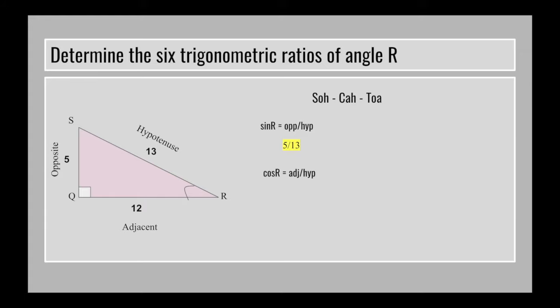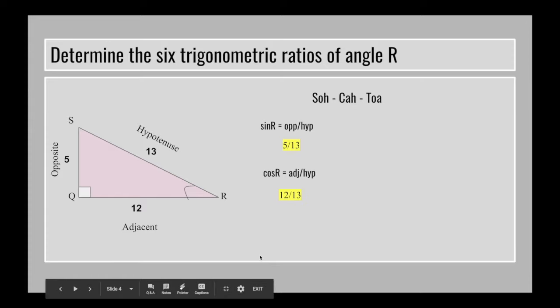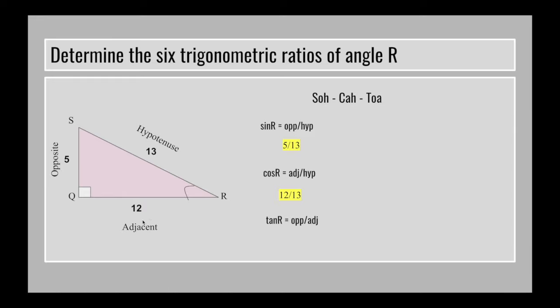Same goes for cosine. Cosine here we're looking for adjacent over hypotenuse. We know adjacent is 12 while hypotenuse is 13. That leaves us to 12 over 13. The tangent, we're looking for the opposite over adjacent. Opposite is 5 while adjacent is 12. That leaves us to 5 over 12.